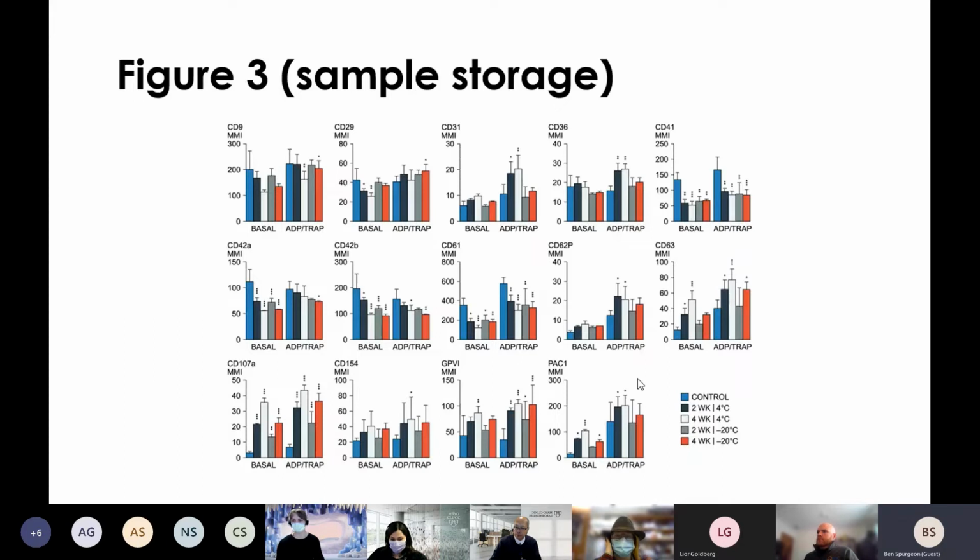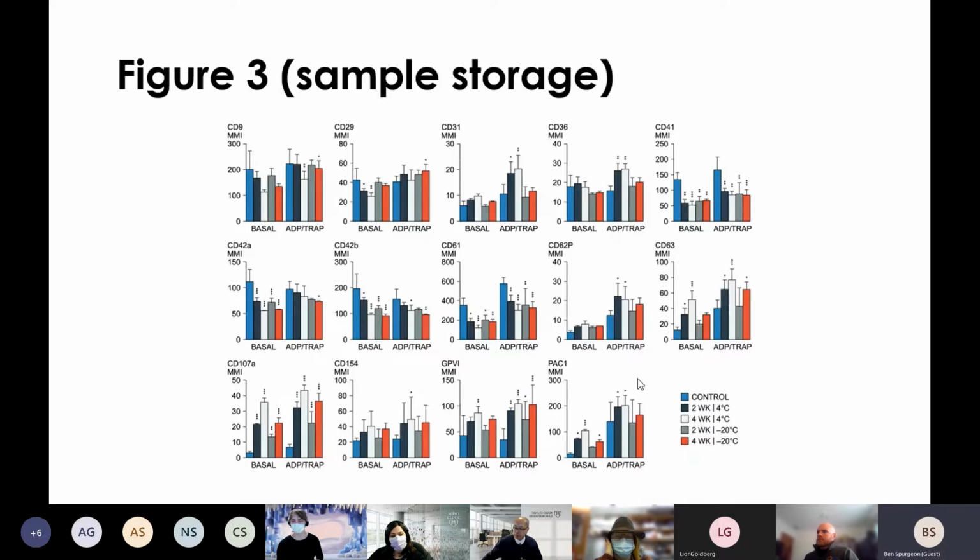PAC1, were significantly higher. And we were quite surprised by this, but I think some publications have suggested that prolonged sample storage might result in the exchange of metals between antibodies, and this could potentially explain the increase in signal intensity that we're seeing for some markers.